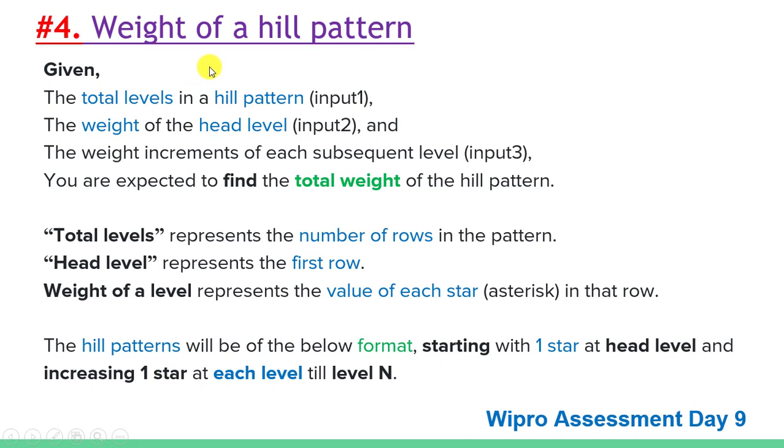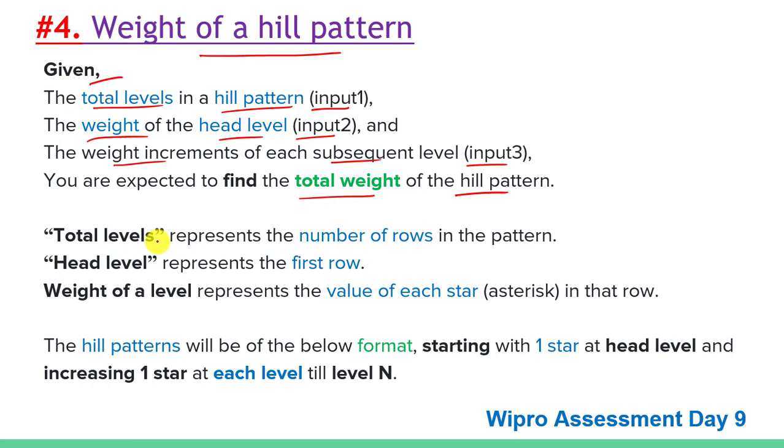Hello friends, today we will discuss the last question of day 9. The question is to find the weight of a hill pattern. Here it is given that the total levels in a hill pattern is input 1, the weight of the head level is input 2, and the weight increment of each subsequent level is input 3. Here we have to find the total weight of the hill pattern.